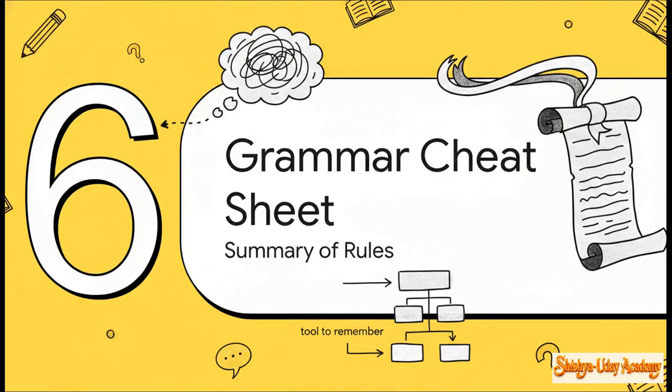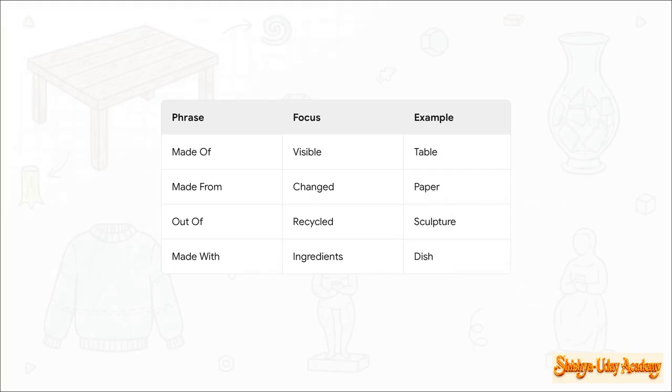We've definitely covered a lot of ground today, but don't worry, I've got you covered. Section 6, the grammar cheat sheet. So the crucial point is easy to remember if you just think about your focus. Made of is for when the material is visible and recognizable, like a wood table. Made from is for when the material has changed form completely, think paper from trees. Made out of is used for transformed or recycled items, like our awesome car part sculpture. And made with puts the focus firmly on the ingredients, like a delicious dish made with beef.